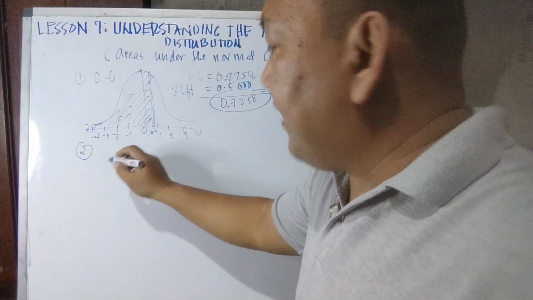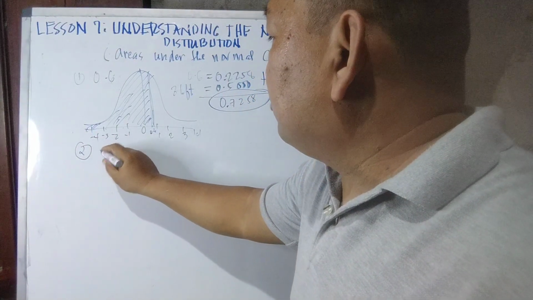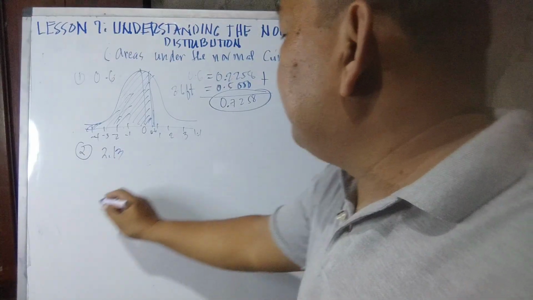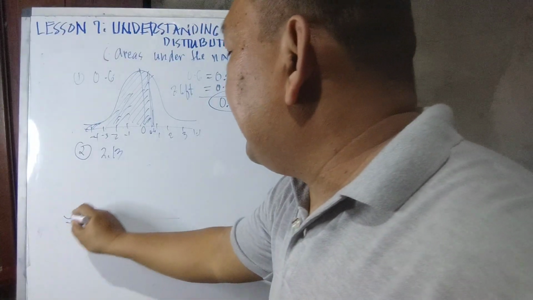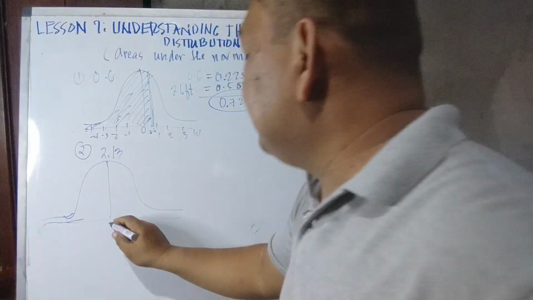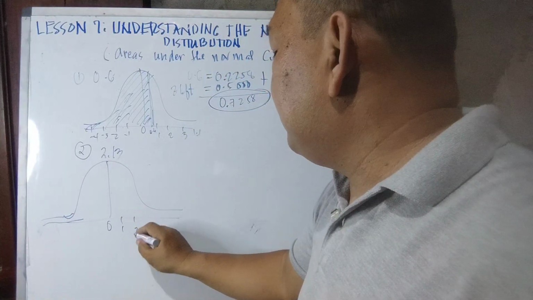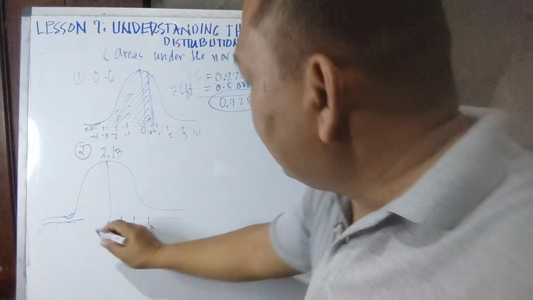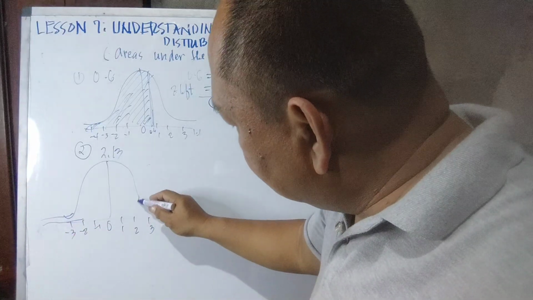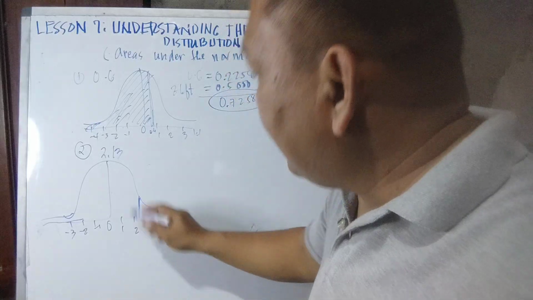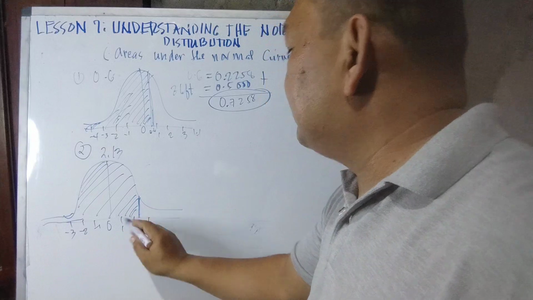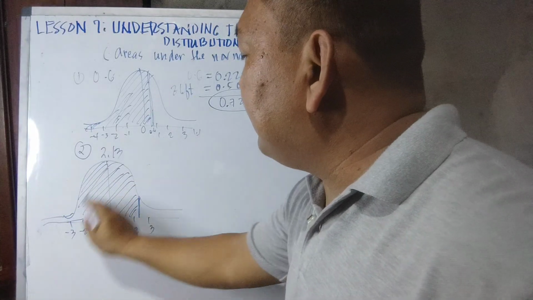Second example, say we have 2.13. Again, we're going to illustrate. So that's our normal curve, and so we have 0, 1, 2, 3, and negative 1, negative 2, negative 3. So 2.13 is somewhere here. And then shade all of it. So the shaded region is the area being required.